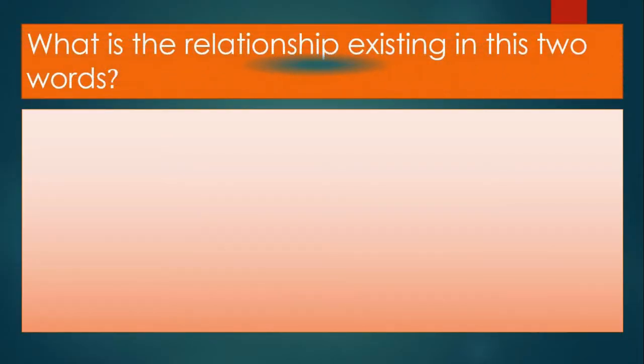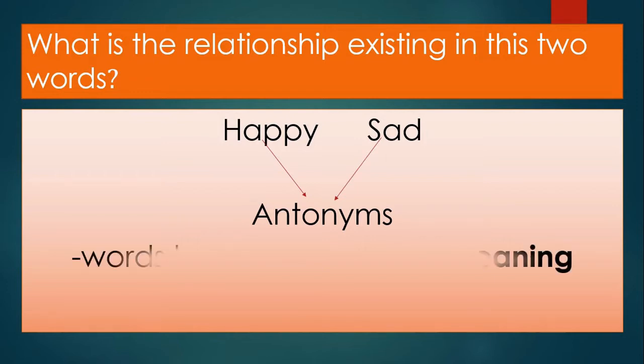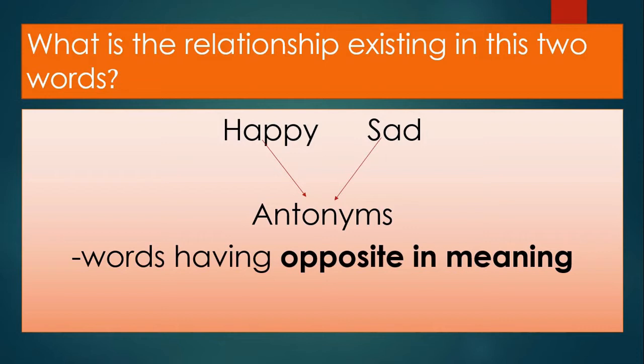Now, what do you call these words? What is the relationship existing in these two words? Happy and sad. Happy and sad, these are antonyms. Very good. So these are antonyms in English. Now, what are antonyms? Antonyms are words having opposite meaning. Shall we have more words having opposite meaning?